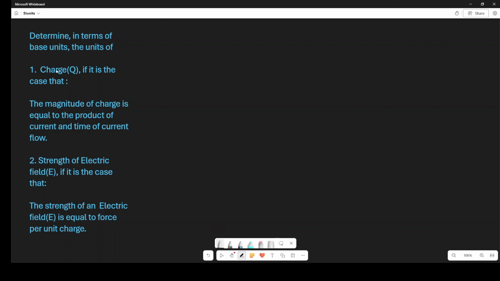Let's determine, in terms of base units, the units of charge Q, if it is the case that the magnitude of charge is equal to the product of current and the time of current flow. And then here we'll determine the units, in terms of base units, of the strength of an electric field, which is denoted by E, if the strength of an electric field is equal to the force per unit charge. You can pause the video and then attempt these two problems.